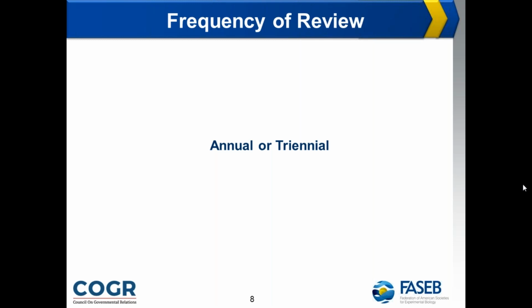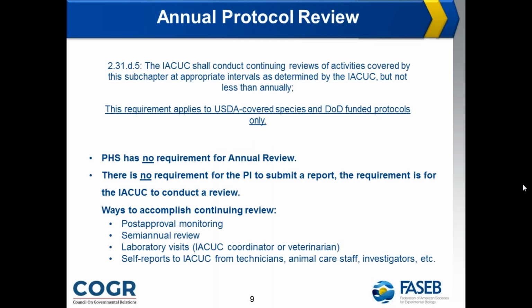So with that background information, let's see where you all can contribute to the conversation about change at your institution. So next slide, please. The first is the USDA requirement that the IACUC shall conduct continuing review of activities covered by this subchapter at appropriate intervals as determined by the IACUC, but not less than annual. This is a USDA requirement. This requirement applies to USDA-covered species and DoD-funded protocols only. That means those of you who are doing rabbits, dogs, cats, guinea pigs, hamsters, non-human primates are subject to this requirement. The rest of you are not.